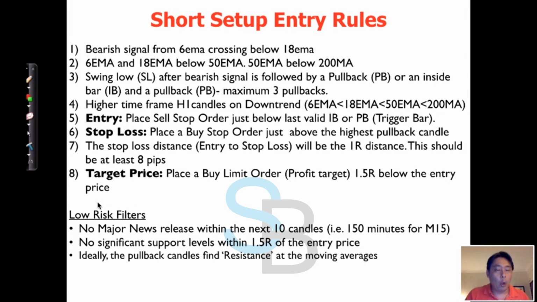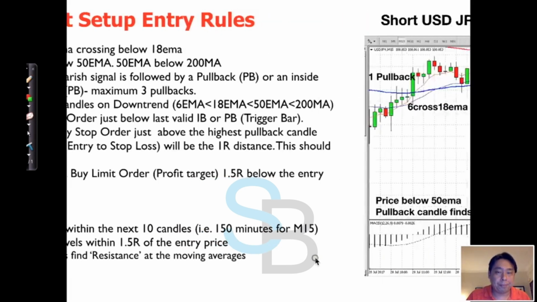So again, low risk filters: ensure there's no major red news going to be released in the next 10 candles. Check Forex Factory. When you're shorting, ensure there's no significant support level that could prevent you from reaching the 1.5R target. And ideally, when it pulls back after the swing low, you want it to find resistance at the moving averages. That is ideal. So let's look at all the cases where these conditions are met.